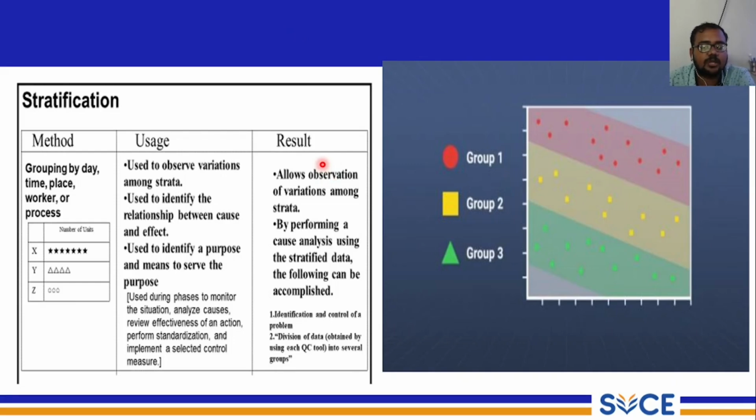That it helps you in observation of variation among the different data points which you have calculated, and it helps by performing a cost analysis using this data, through which you can identify and control a problem. And also the division of data into several groups helps in easier identification of the variations. If in case you see that any of these yellow parts are closer to the red dots, or probably any green dots are closer to the yellow ones, you could see that there is a tendency of variation which has been prevailing, and you can then find out what could be the root causes for it, and more attention can be given to the particular observations or the process.